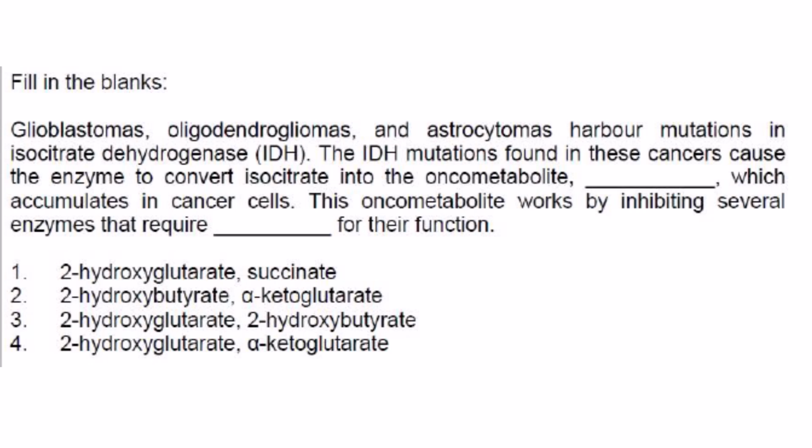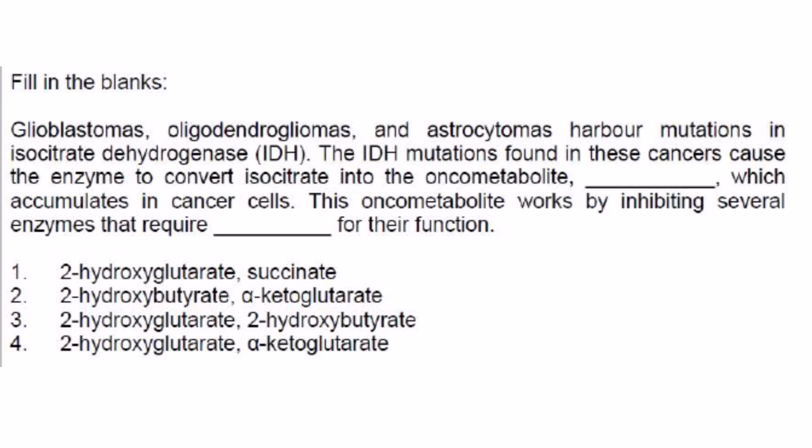Now what does this isocitrate dehydrogenase gene do in the wild type or the non-mutant persons? You know that isocitrate dehydrogenase is involved in the citric acid cycle, and it helps in the conversion of isocitrate into alpha ketoglutarate. That is what it does. And this alpha ketoglutarate will be used by various other enzymes for various functions.